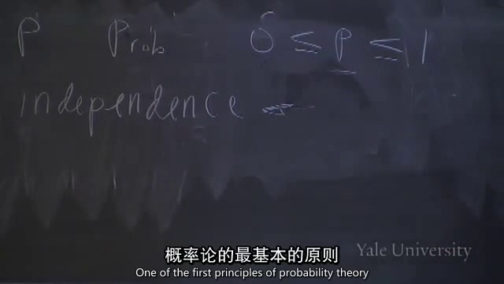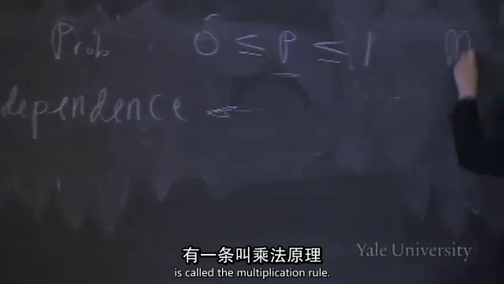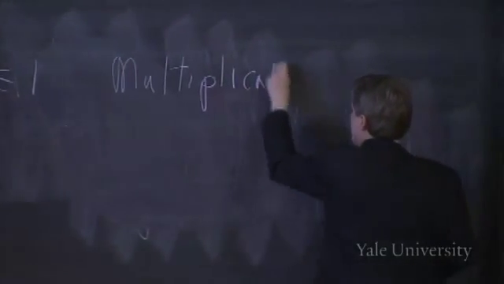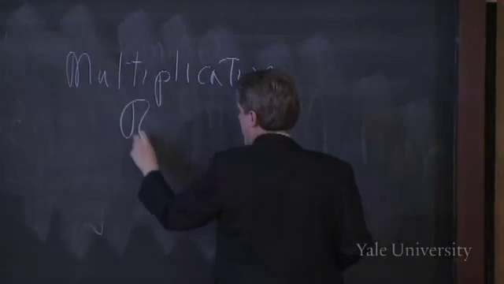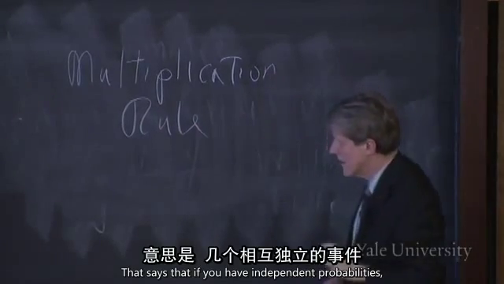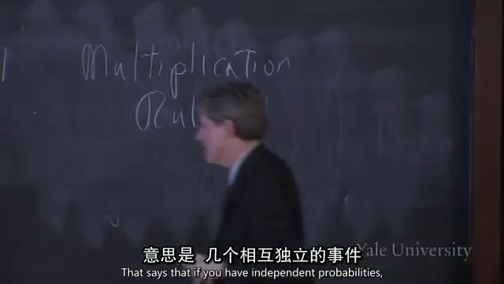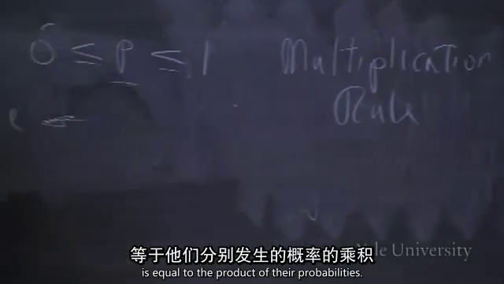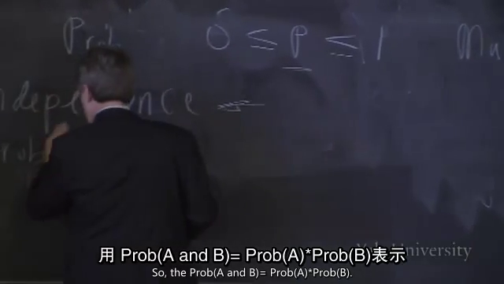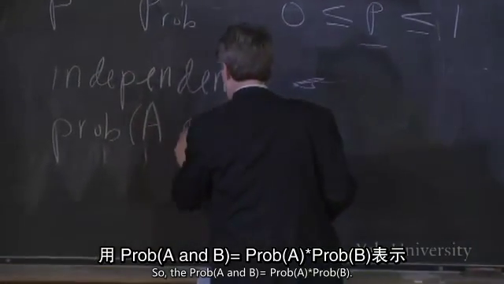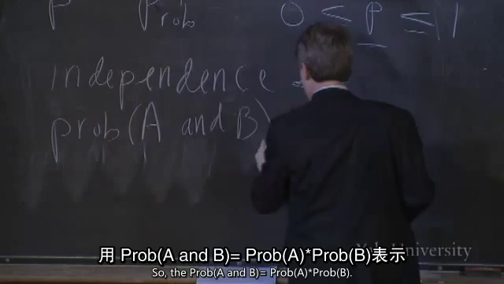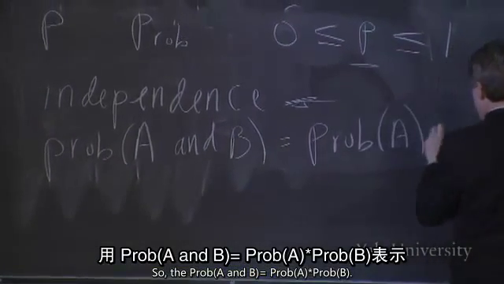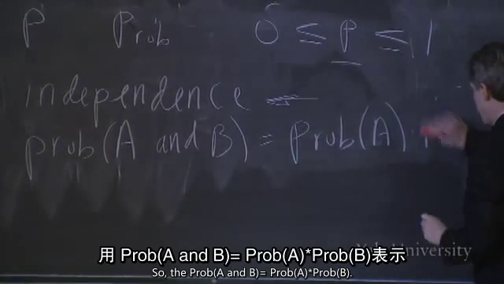One of the first principles of probability theory is called the multiplication rule. It says that if you have independent probabilities, the probability of two events is equal to the product of their probabilities. So the probability of A and B is equal to the probability of A times the probability of B.